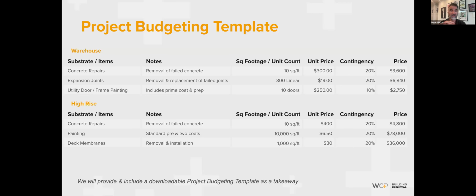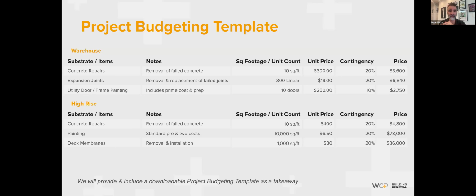So say we're dealing with a warehouse and you've got some concrete spalls. Everybody's seen that on warehouses if you deal with them. Typically, they come out where the expansion joint is. You remove that expansion joint, and there's a crack right on the side that turns into a spall. So, what do you do? How do you price this? It can be very tricky.